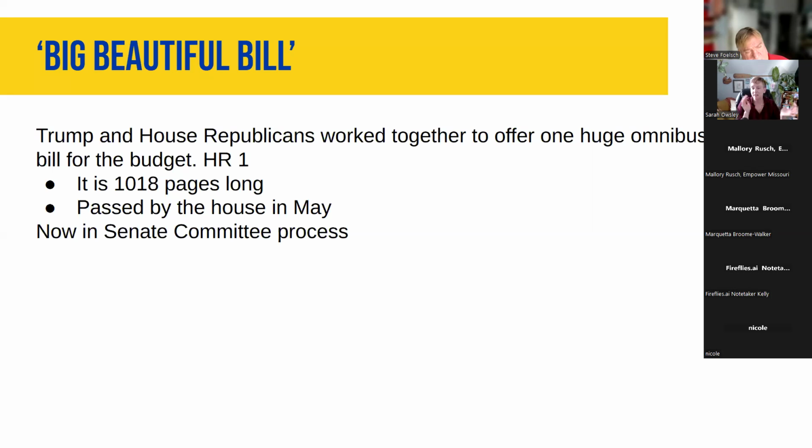It is one of the top looked at congressional bills right now. They publish a list every day, if anybody's wondering, of the top 10 bills that folks are looking at, and it is always in the top 4-ish right now. It is HR 1. It is over 1,000 pages long right now. It was passed by the House in May, and it's currently in the Senate process.